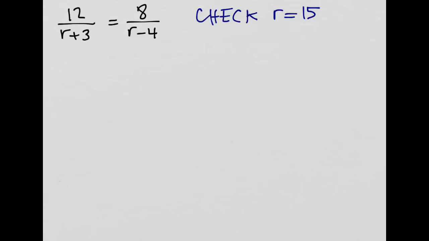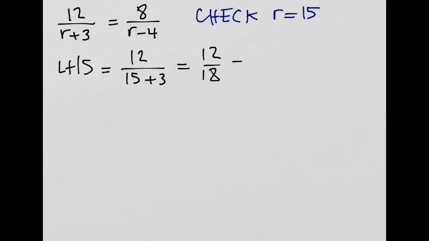Let's check that R equals 15 is indeed a solution to our equation. 12 over R plus 3 equals 8 over R minus 4. If we plug in 15 on the left-hand side, we get 12 over 15 plus 3. That's 12 over 18, which simplifies to 2/3.